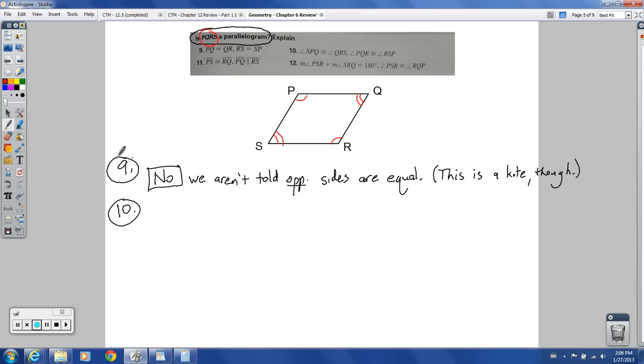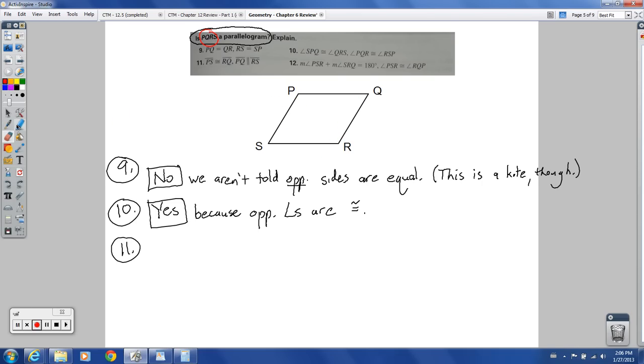And so they're saying these two are congruent. So if you have a picture like that, is that enough? Yes, it is. That's because opposite angles being congruent is enough to prove something is a parallelogram. So yes, because opposite angles are congruent. So there's number 10.